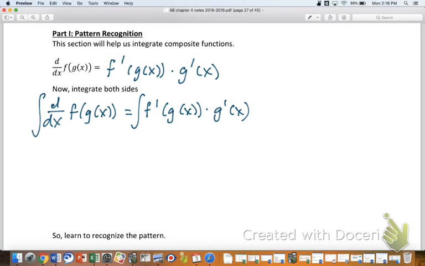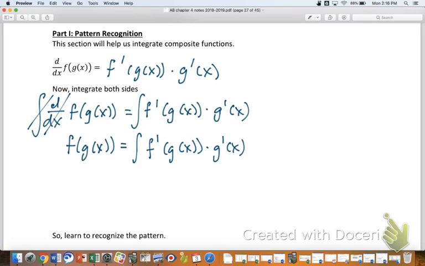So what's that antiderivative going to do with the d dx? How do they interact? Yeah, that's right. They cancel each other out. So I end up with f of g of x equals the antiderivative of f prime of g of x times g prime of x. And technically, I should have multiplied that dx over. So let me multiply that over now.